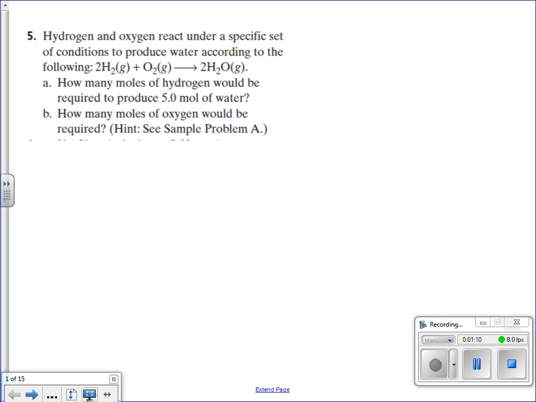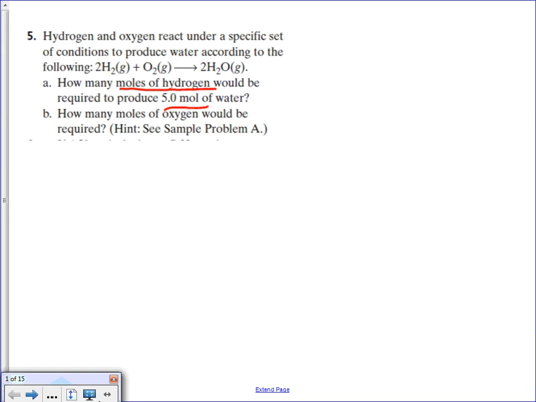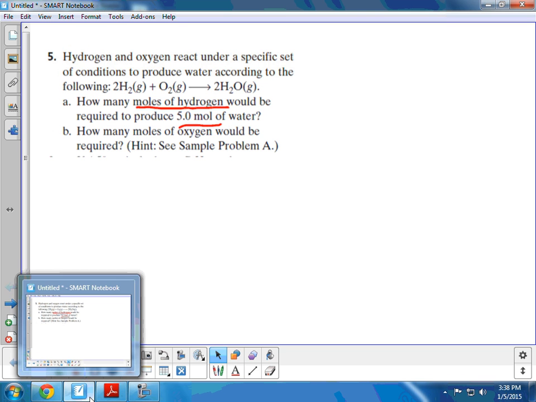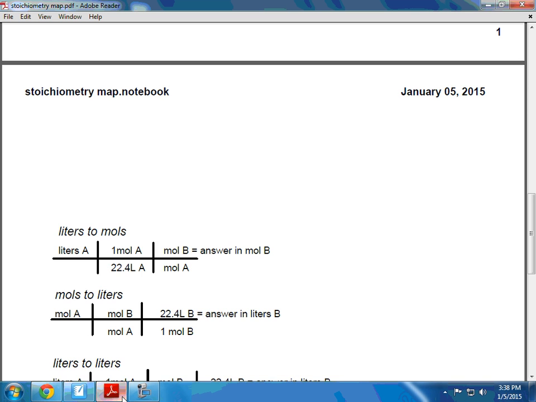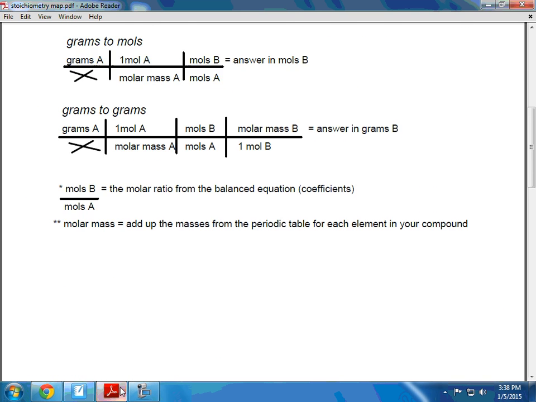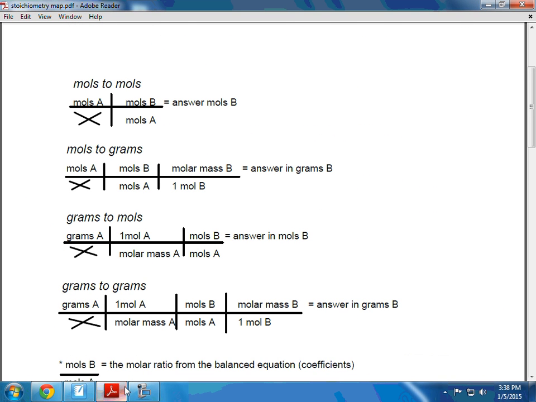So if we look at the number that they've given us in 5A, 5.0, it's in units of moles, so that's what we're given. And then we have to say, well, what are we looking for? Well, we're looking for moles of hydrogen. So if we go back and look at our road map here, we're starting with moles and we want to end with moles. So if we look on the very first page, this one says moles to moles.